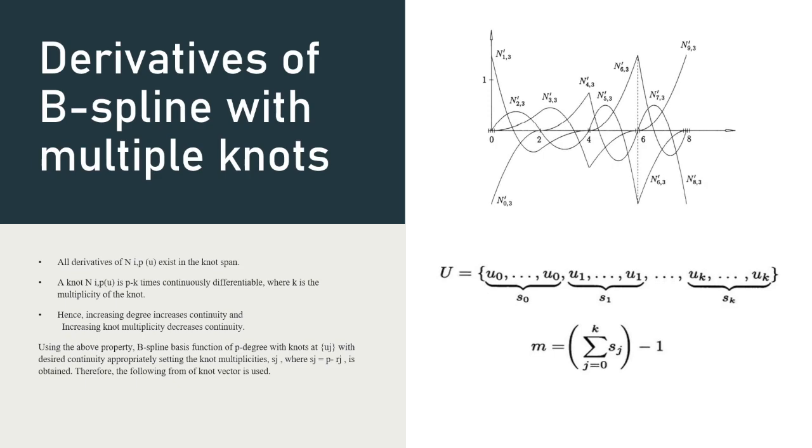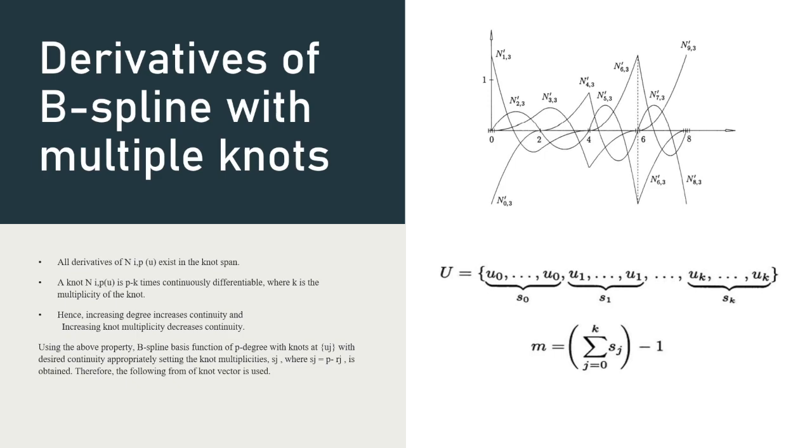Derivatives of B-spline with multiple knots. All derivatives of N i,p of u exist in the knot span. At a knot, N i,p of u is p minus k times continuously differentiable, where k is the multiplicity of the knot. Hence, increasing degree increases continuity and increasing knot multiplicity decreases continuity.